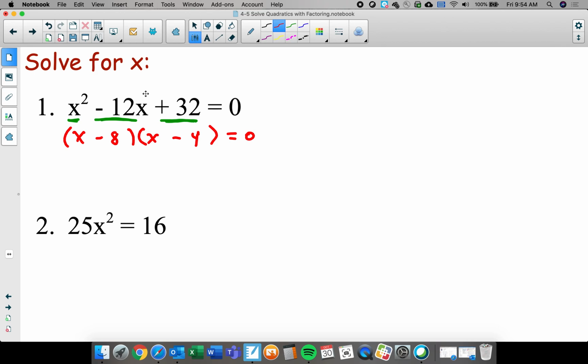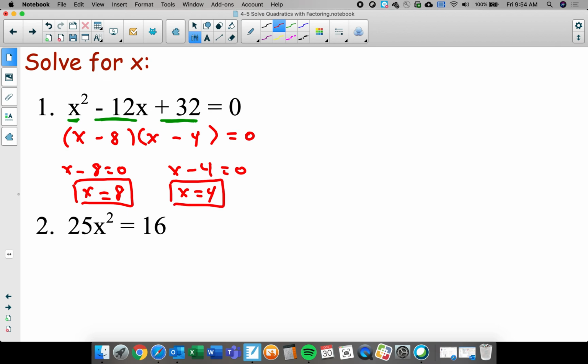Now if I go through and I solve, that means I take my first factor, set it equal to 0. Take my second factor, set it equal to 0. And therefore x would equal 8, and x would equal positive 4. Therefore, those are your two x-intercepts that you have in this problem. Those would be your solutions.